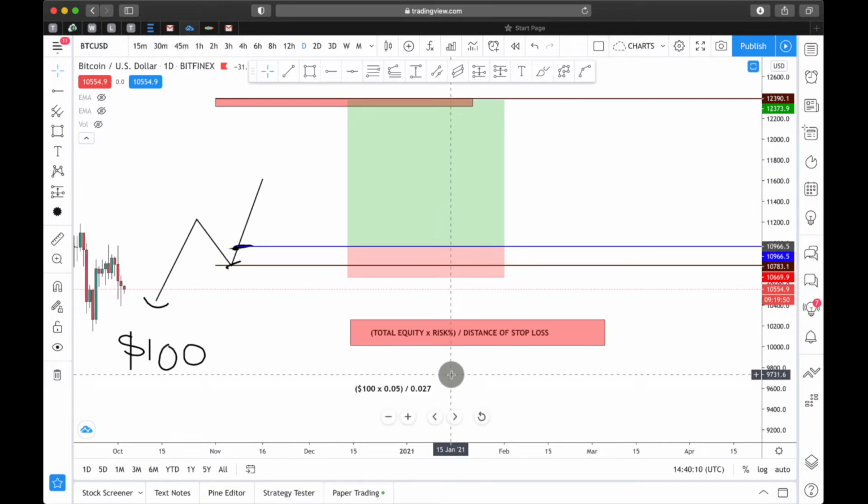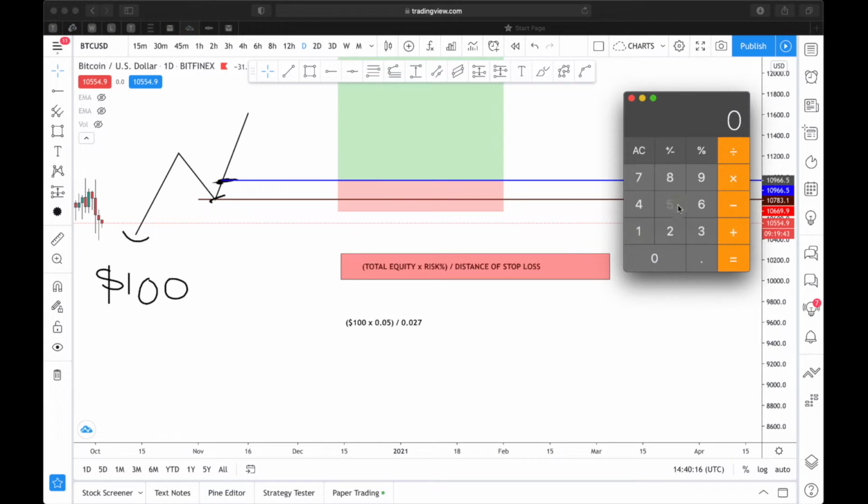When you calculate this, what will it give us? Let's bring out our calculator. That's 100 multiplied by 5%. 5% is 5 divided by 100, which is 0.05. So you get 5. So inside this bracket, we have 5, right? Let's keep that in mind. So divided by distance of stop loss from entry. Distance of stop loss from entry is 2.7%. 2.7% is 2.7 divided by 100, right? That is 0.027. So we already have our result of this bracket, which is 5.